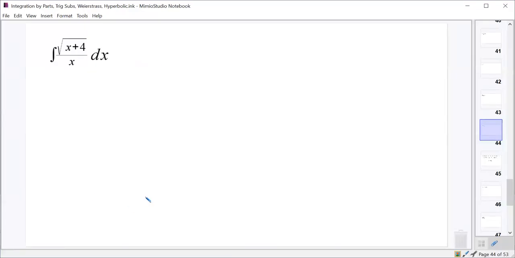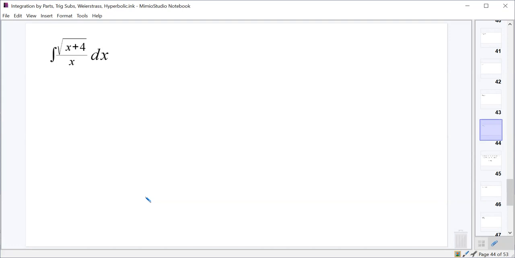Yay! All right, so we have the integral of root x plus 4 over x dx. We want to see if we can find a way to go about getting this integral. So any thoughts on a good way to start? It's not a rational function, right? So first off, we don't want to do any of the rational function stuff to start with.